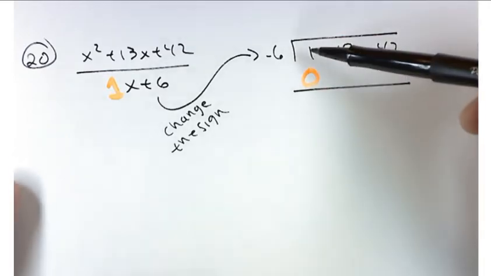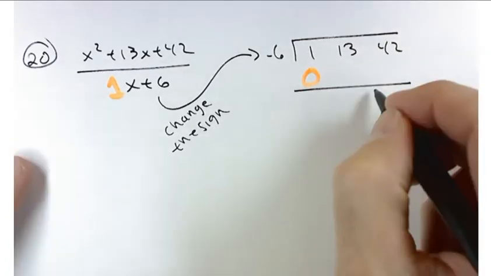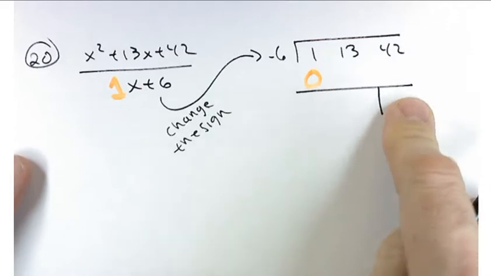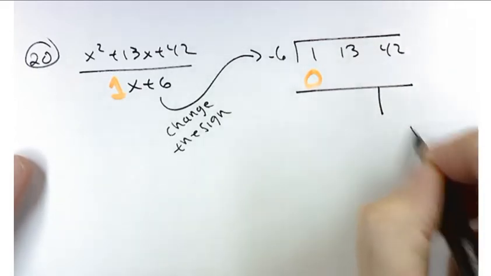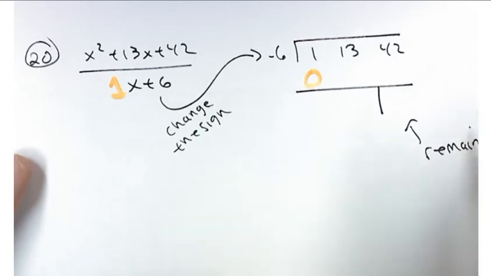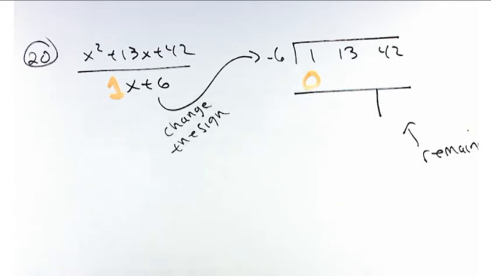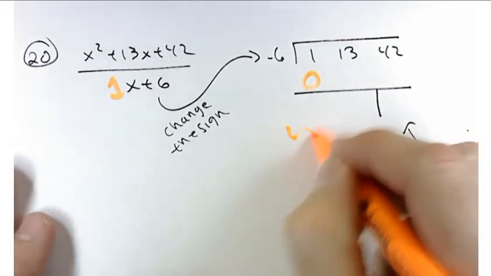Okay, so let's add these things going down. And there's really going to be two operations here all the way up into the end. Now this number here is going to be our remainder. And the rest of this is going to be our quotient. That's going to be our answer.